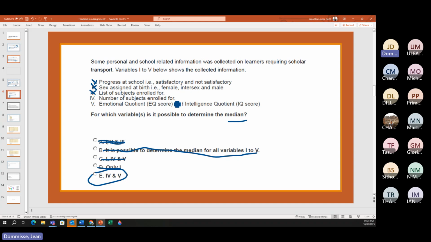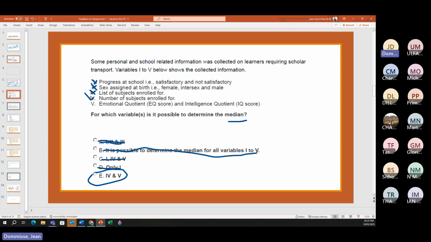So if you can enroll for, say, 9 subjects, you can determine a median in the class. So definitely number 4 is correct.